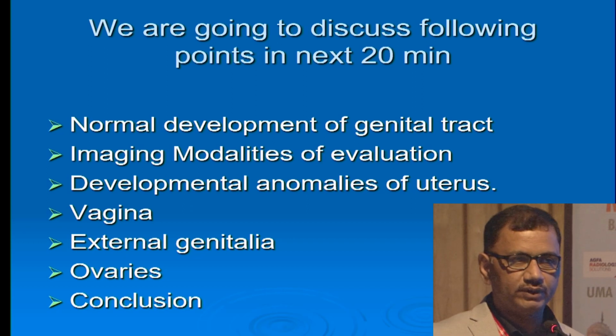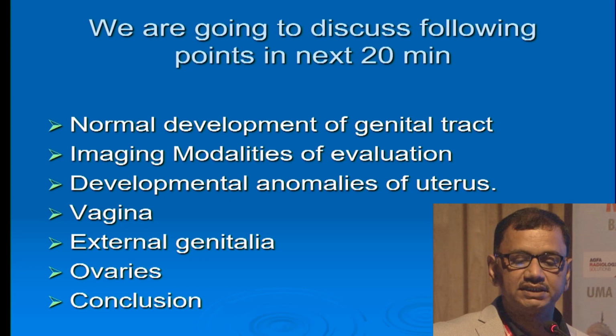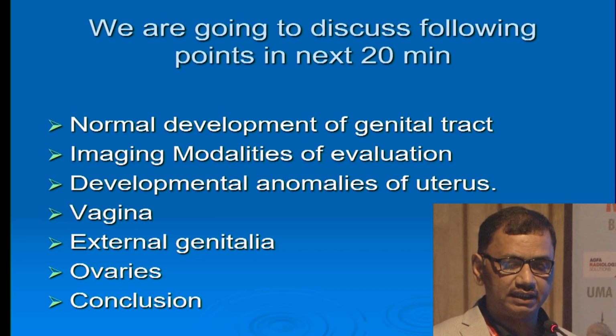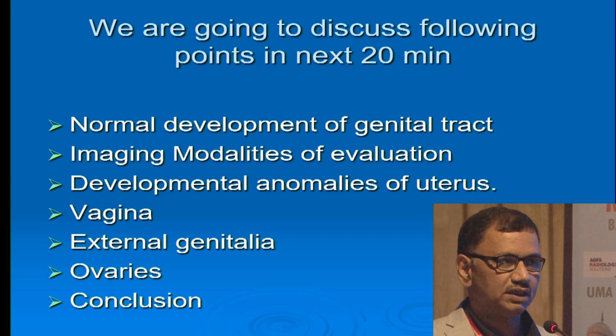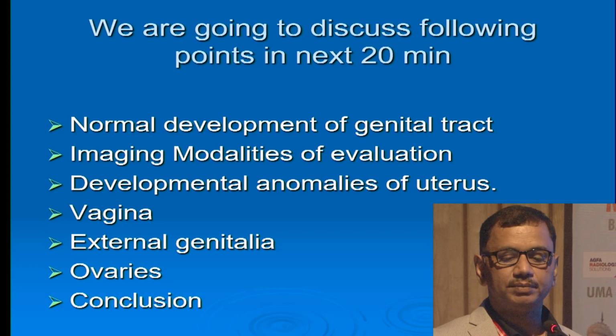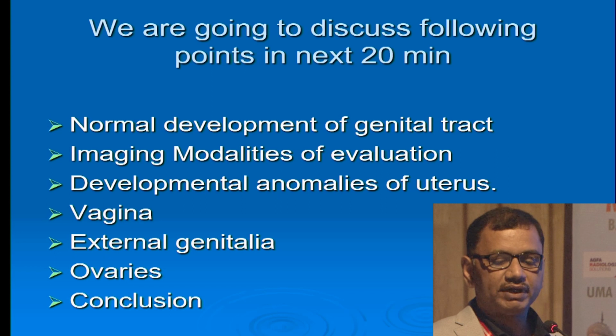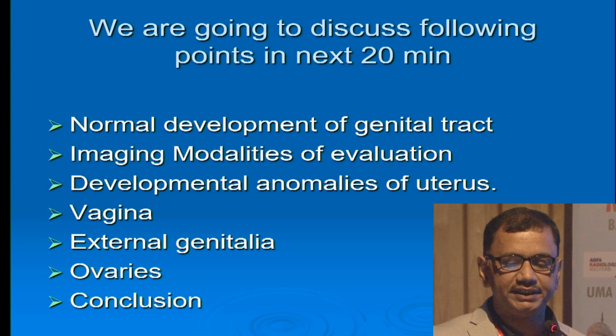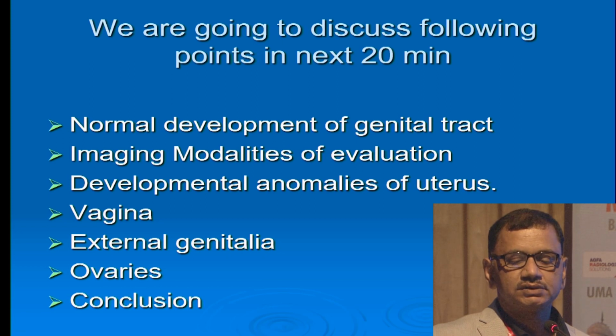So I am going to take you back to nostalgic days of first year with the embryology. Since morning we have listened to very good anatomy talk, gross anatomy, variations. So this is probably the first in embryology, how these structures develop, and unless we know the basis of the anomalies, we may not know from the root. So we are going to discuss first the anatomy of the female genital tract, the different imaging modalities, how to evaluate, then the anomalies of the uterus, vagina, external genitals, ovaries, and then we will conclude.